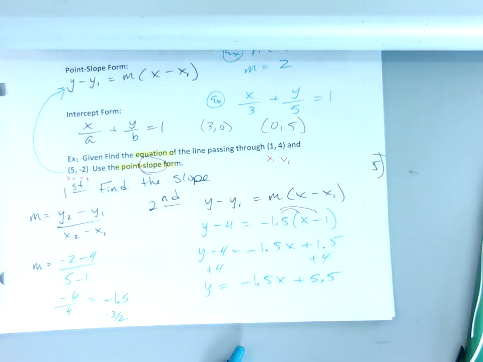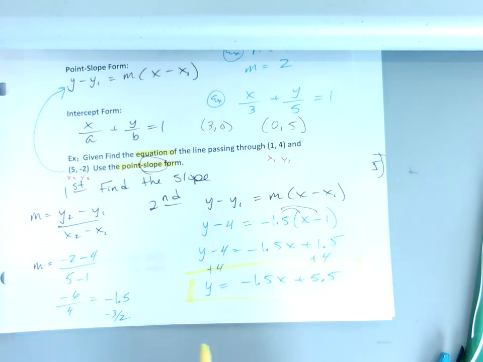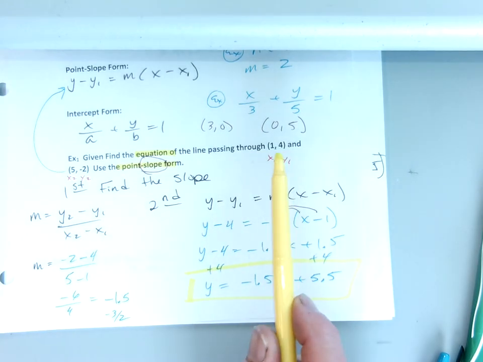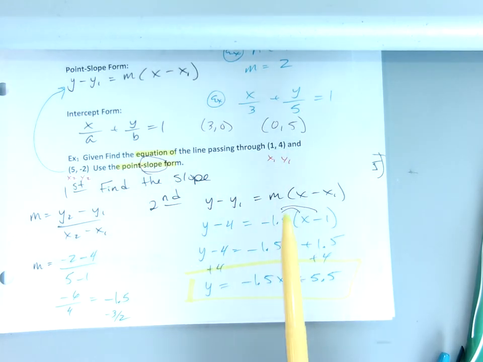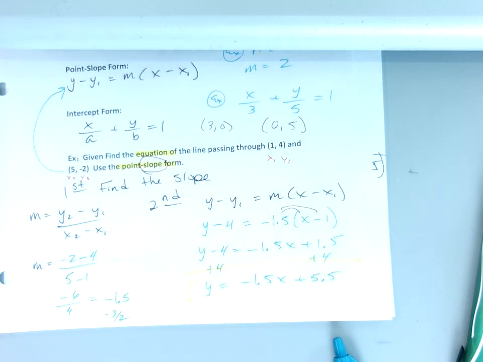So what is this? This is the equation of a line that will pass through both of these two points. Okay? Thumbs up?